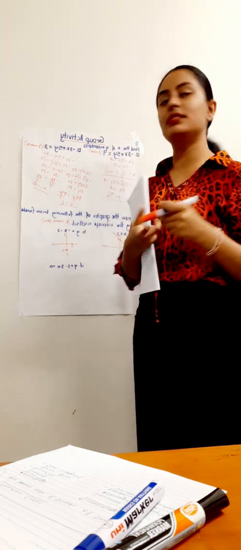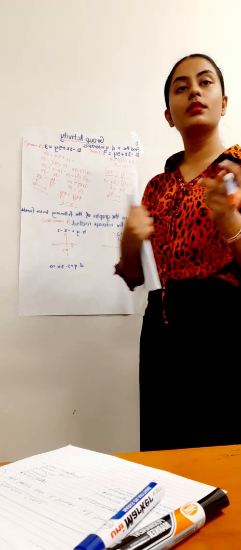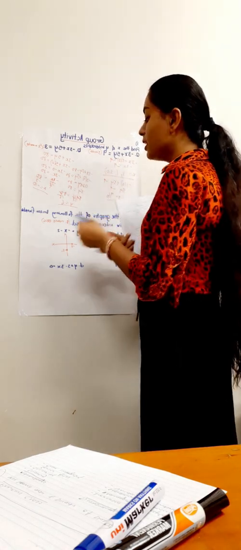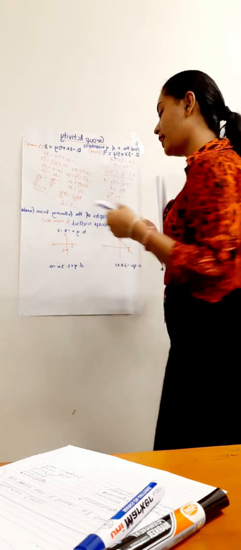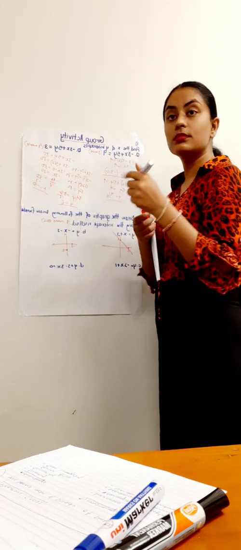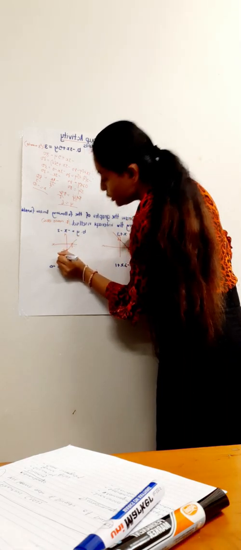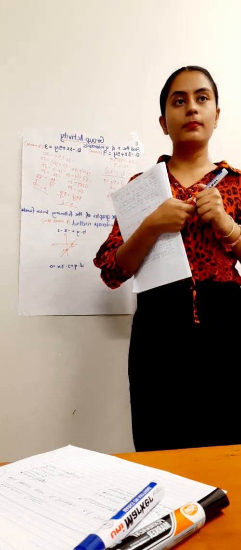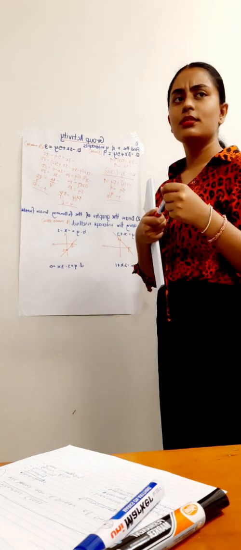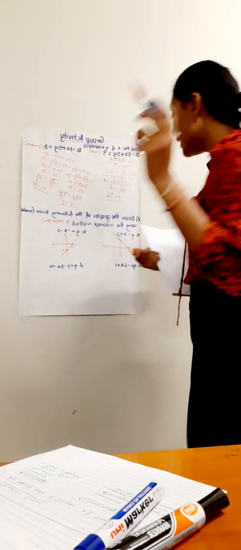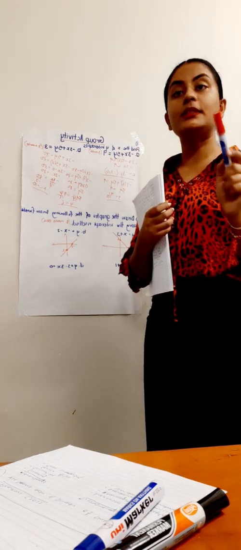Okay, what is the y-intercept? The y-intercept is 0, negative 2. Right? And what is the x-intercept? Negative 2, 0. Okay. Is that correct, students? Yes, madam. Okay. So the graph goes like this. Do you have these graphs in your books? Yes, madam. Okay, the next group, group 3, y is equal to negative 2x plus 1.